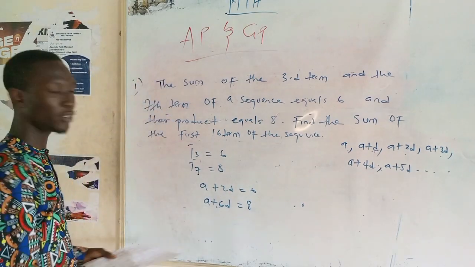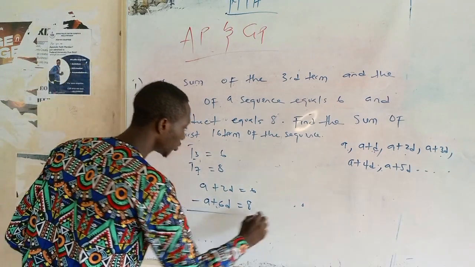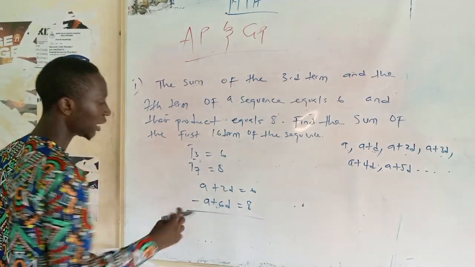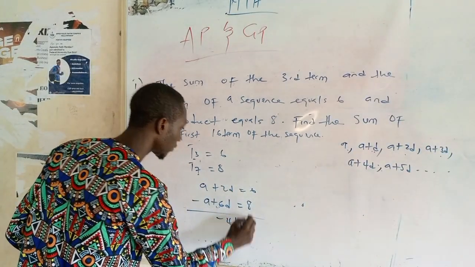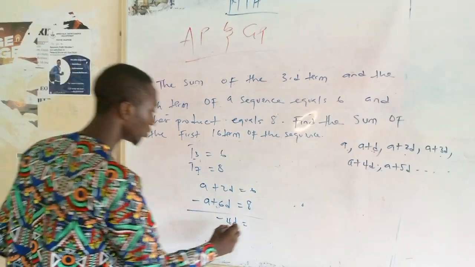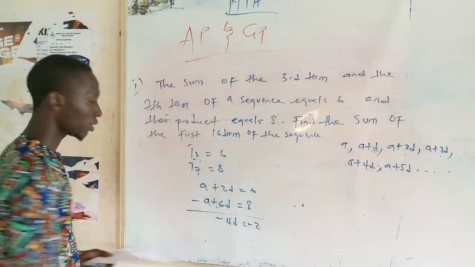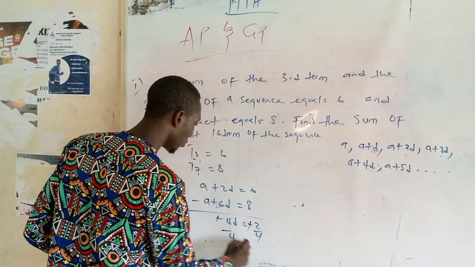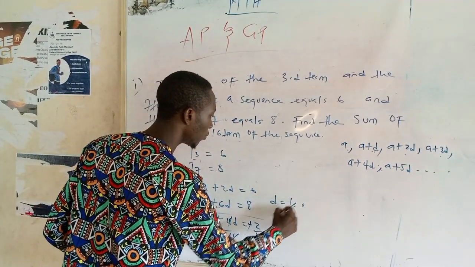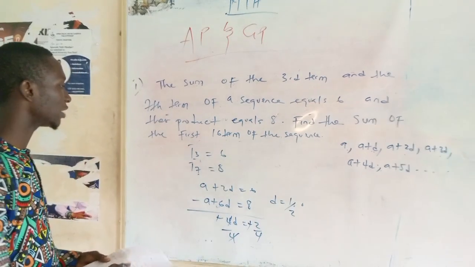Now we'll solve this first by using the elimination method. A minus A has gone. 2D minus 6D will give us minus 4D. 6 minus 8 will give us minus 2. Minus cancels minus. If I divide both sides by 4, we have D equals 1 over 2. So D has been gotten.